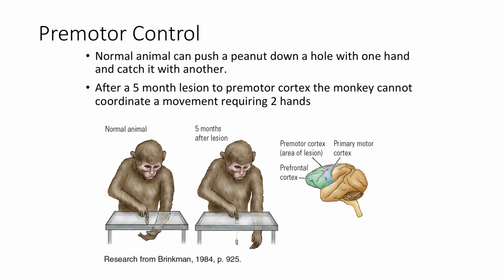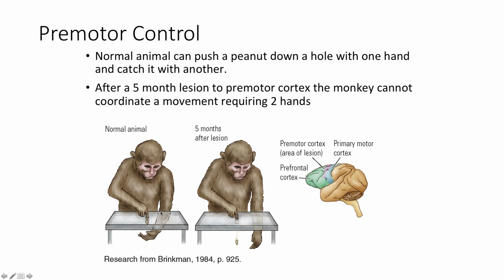So findings from another lesion study suggest that the premotor cortex has a more complex repertoire compared to the primary motor cortex. So damage to the premotor cortex does not produce muscle weakness, but it does disrupt more complex movements. So let's take a look at this picture. This is a study done on a task where both hands are required: a healthy monkey can easily push a peanut through the hole and then catch it with the other hand. This is not see-through, this is just for illustration purposes.